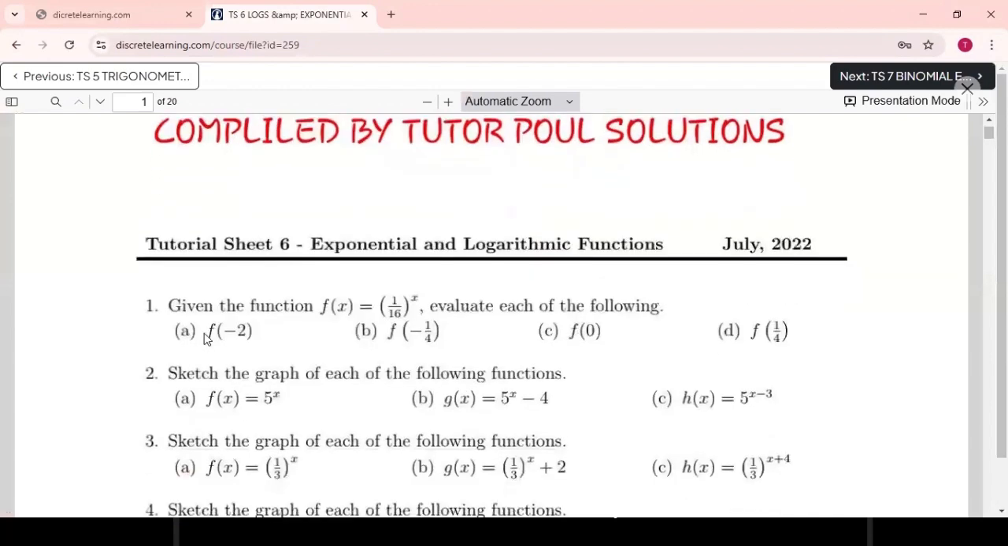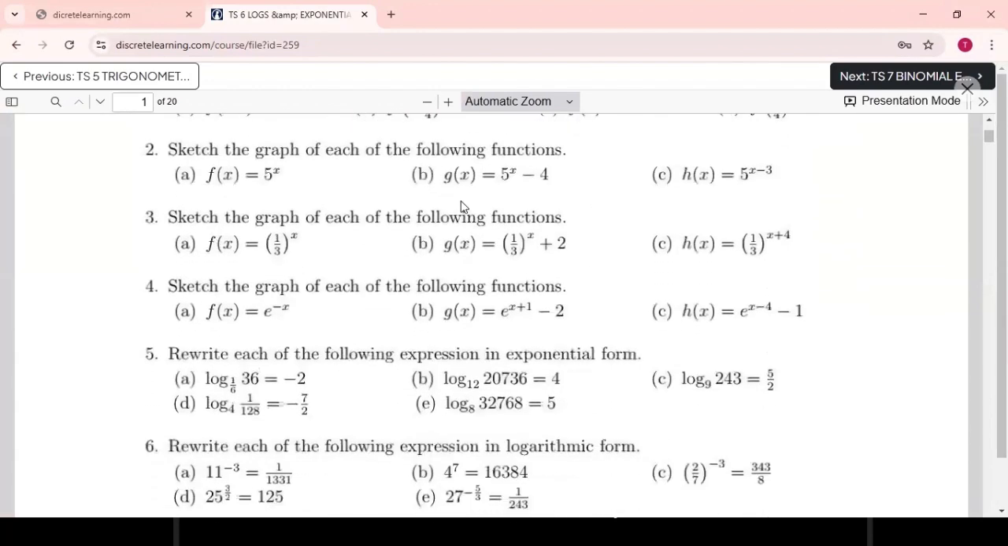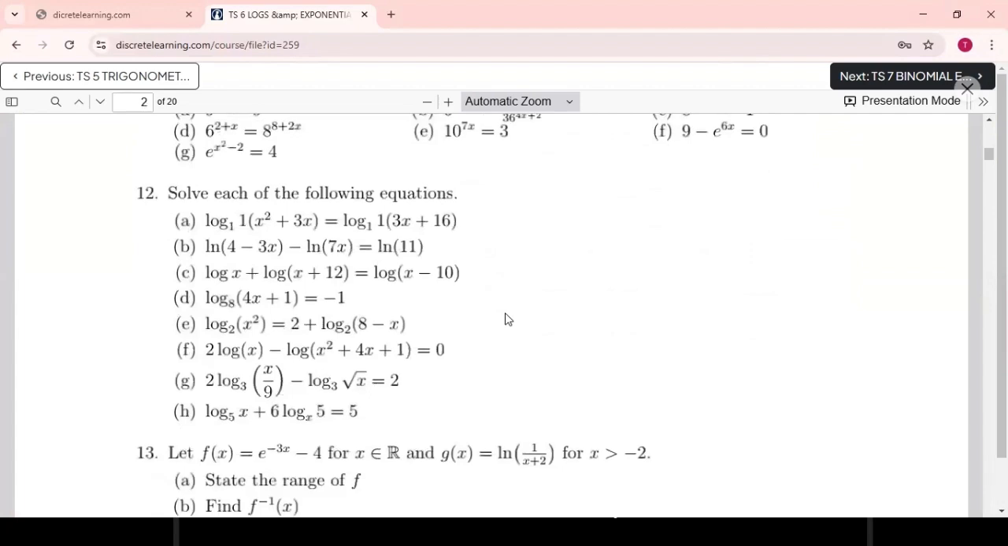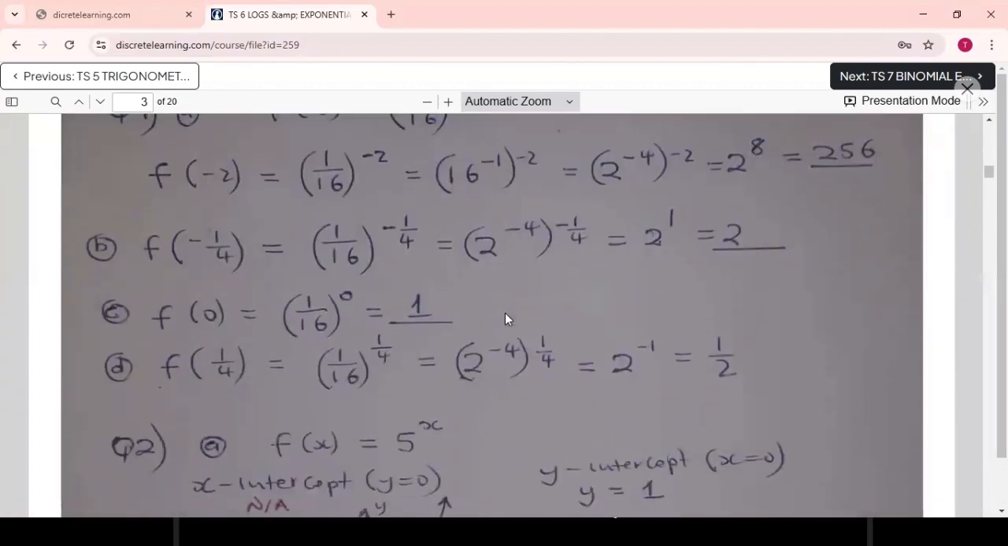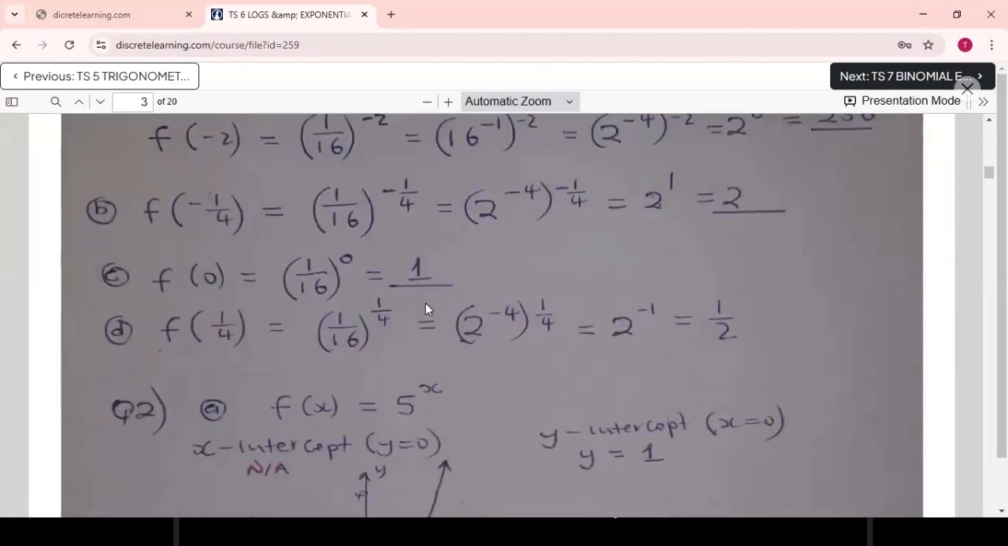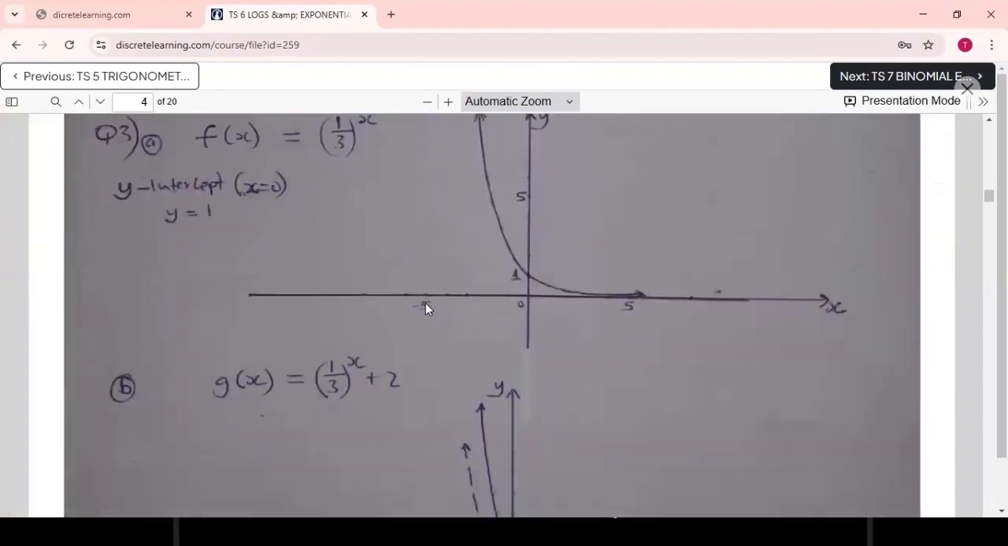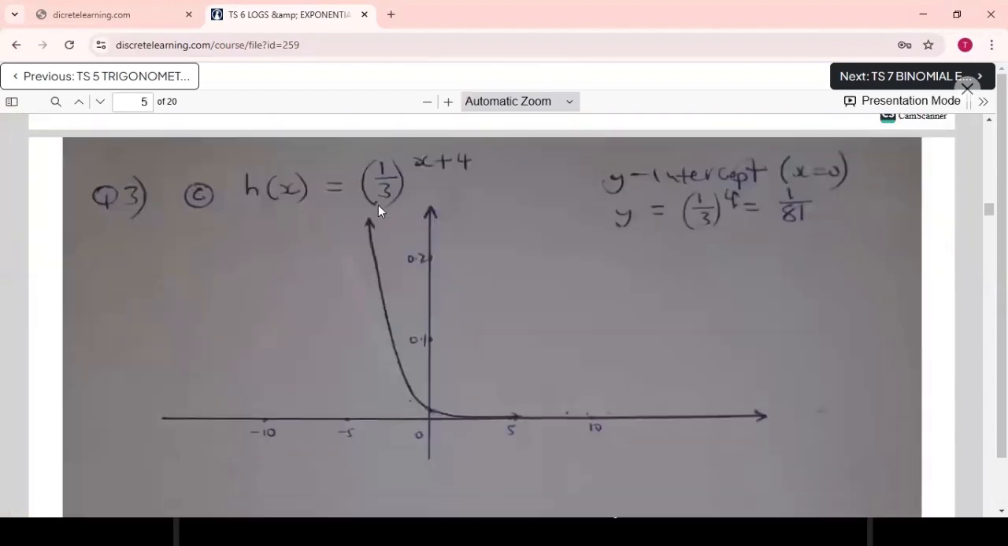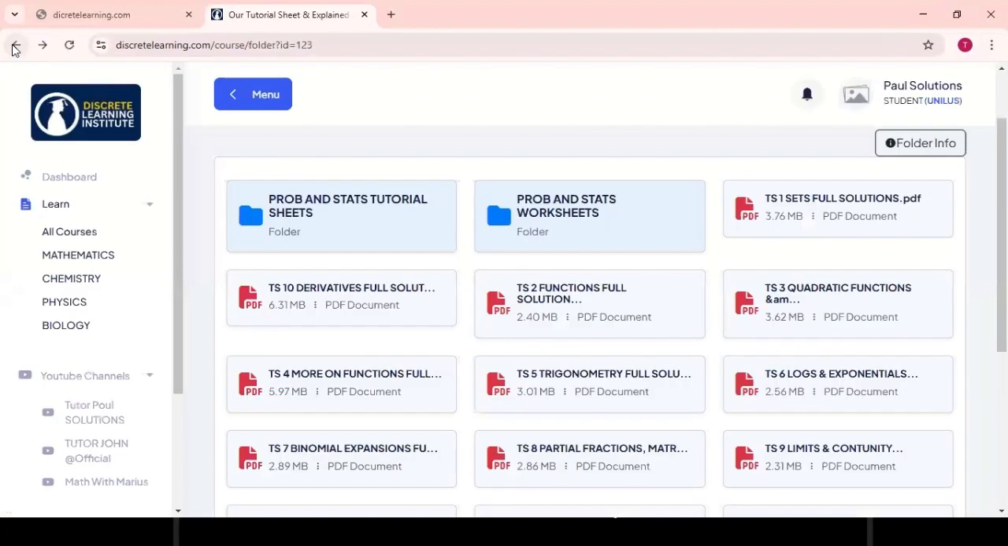Okay, so you have the questions here. You can take note of the questions that you have and then try to solve them. And then once you are done, go below the questions there. You're going to find the solutions. So these are the solutions there. You can learn using them. Okay, so you can go back there.